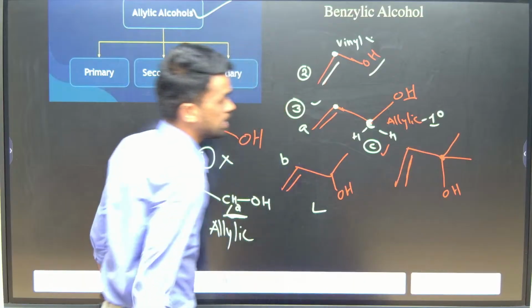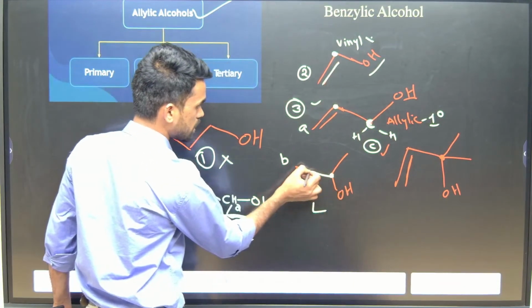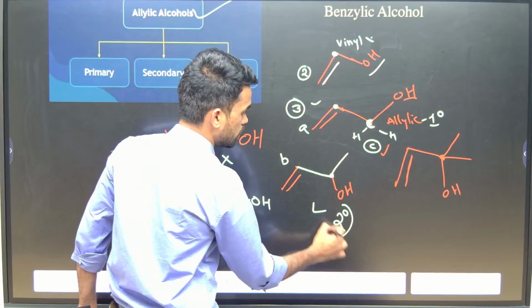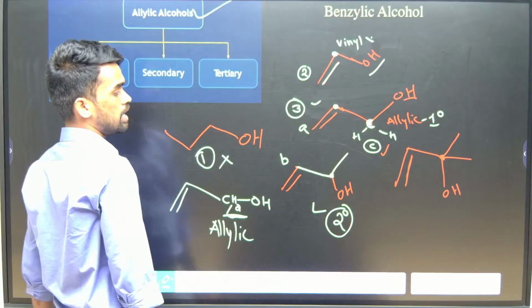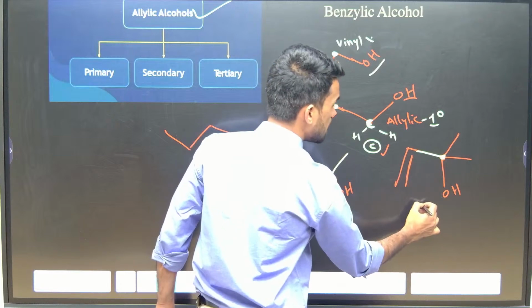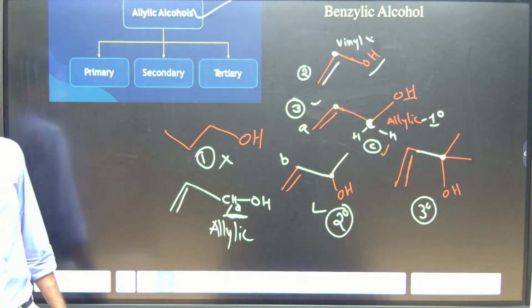What about this carbon? See, this is allylic, with one carbon on one side and one more carbon on the other side. So it is an allylic secondary carbon. Okay, so allylic secondary alcohol. And what about this carbon? Tertiary. So this is an allylic tertiary alcohol. Like this, the basic difference should be noticed every time.